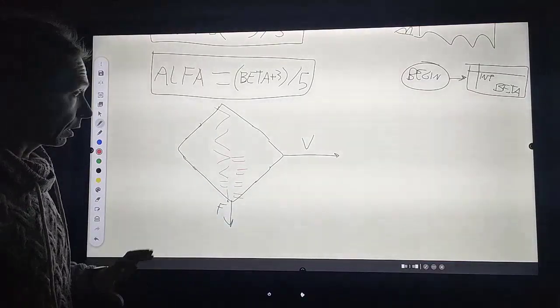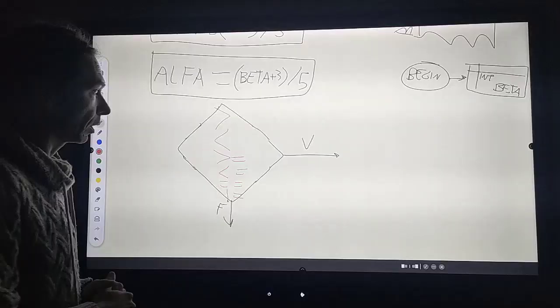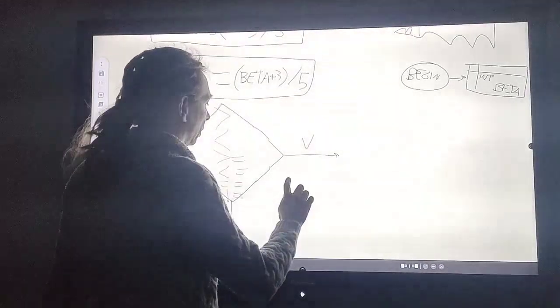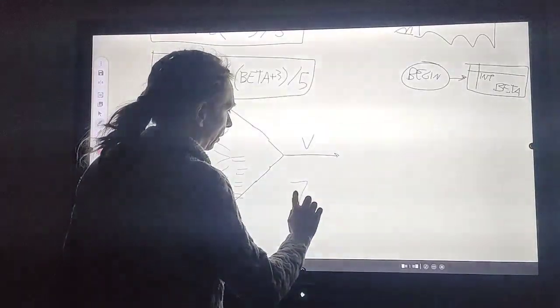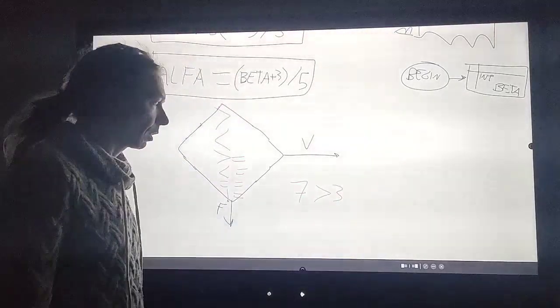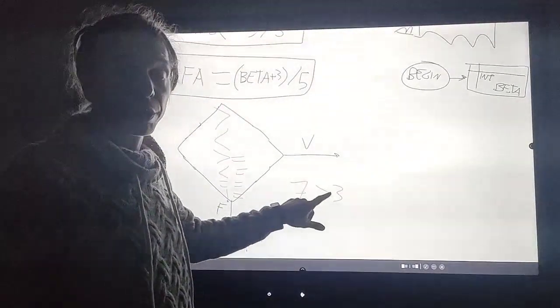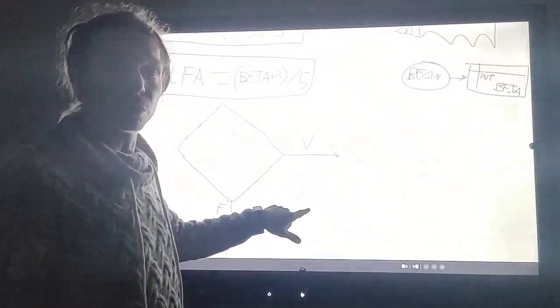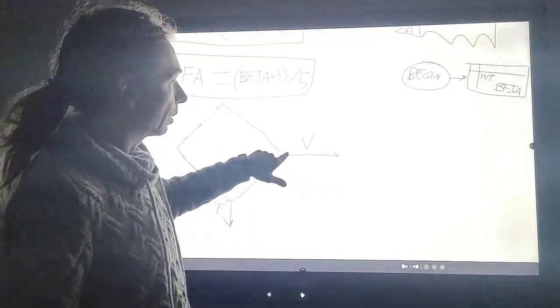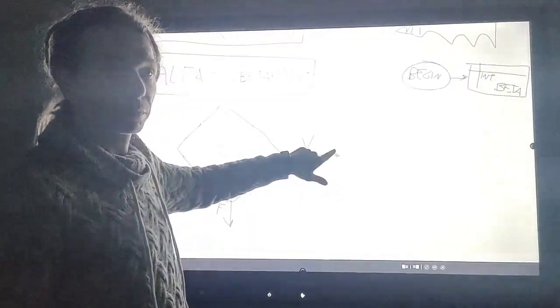What can I ask him? Well, for example, I can ask him to look if 7 is greater than 3. Is 7 greater than 3? Yes, that's true. So the droid will follow the true path.